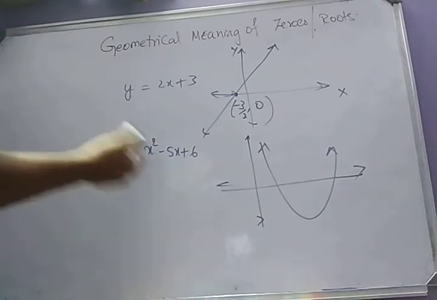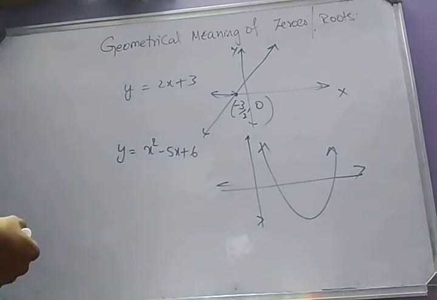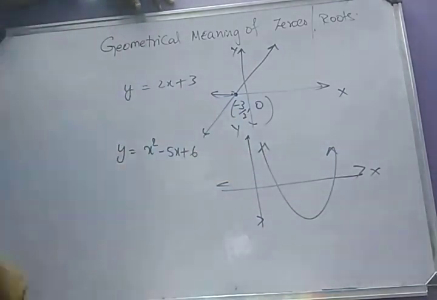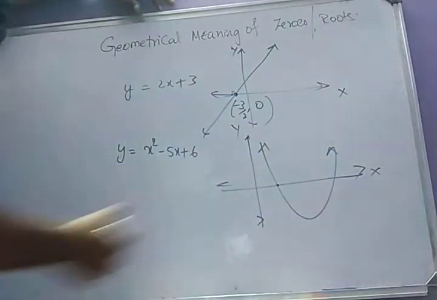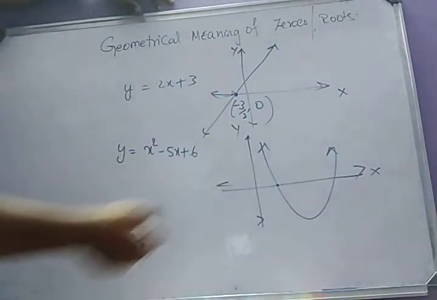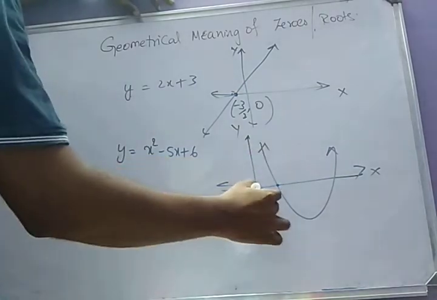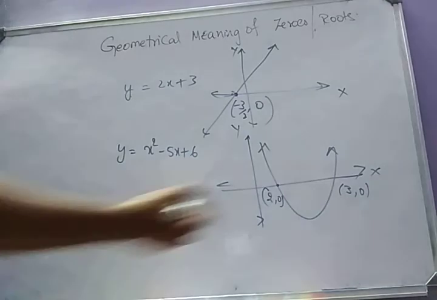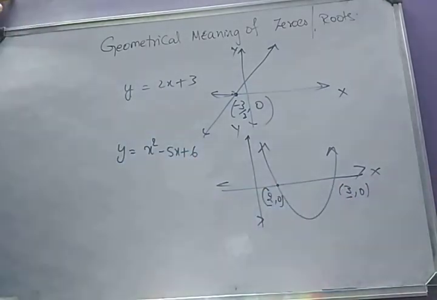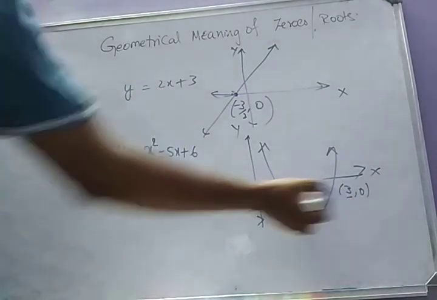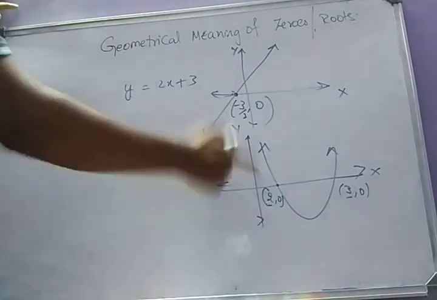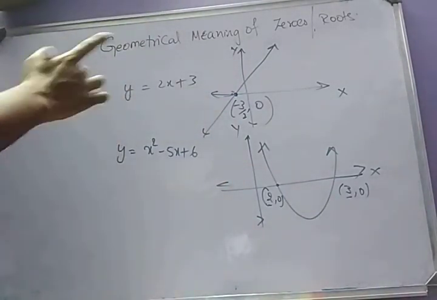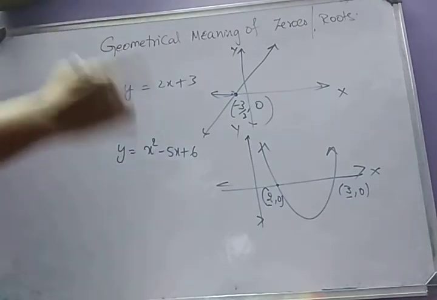Similarly, take this polynomial x square minus 5x plus 6 and draw its graph on graph paper. You will observe that the graph of the quadratic polynomial, a parabola, intersects the x-axis at 2 comma 0 and 3 comma 0 if you actually draw it. So what are the x-coordinates of these 2 points? 2 and 3. These, 2 and 3, are the zeros of this polynomial. If it is a polynomial, call it a zero. If it is an equation, call it a root.